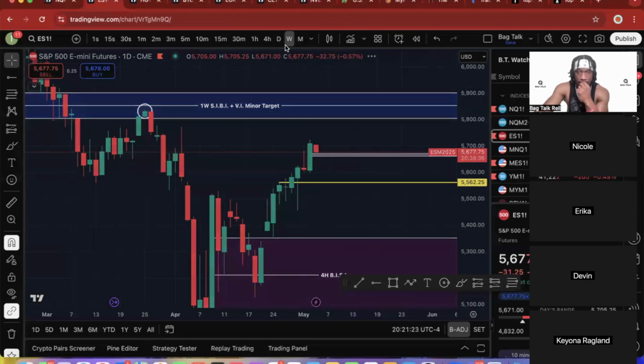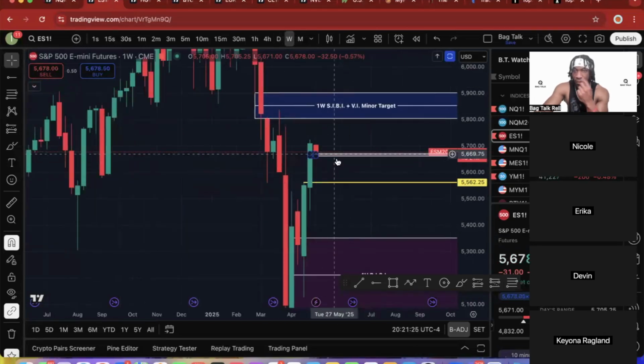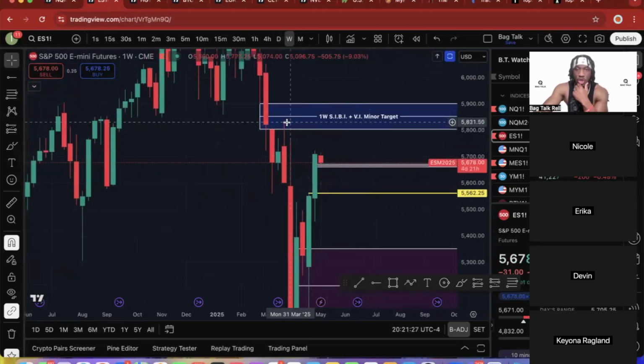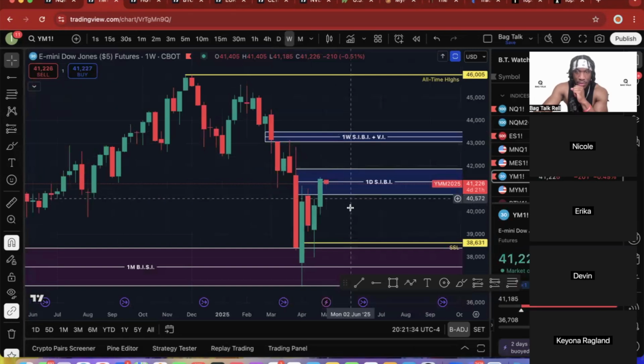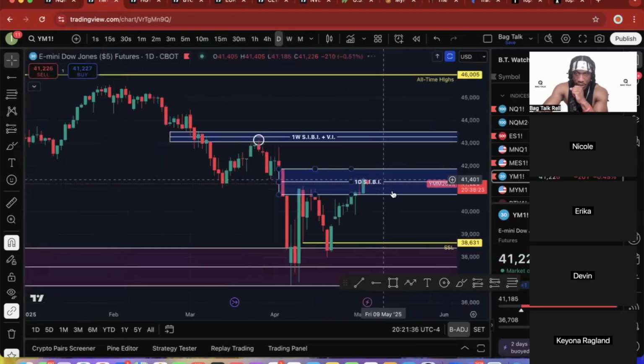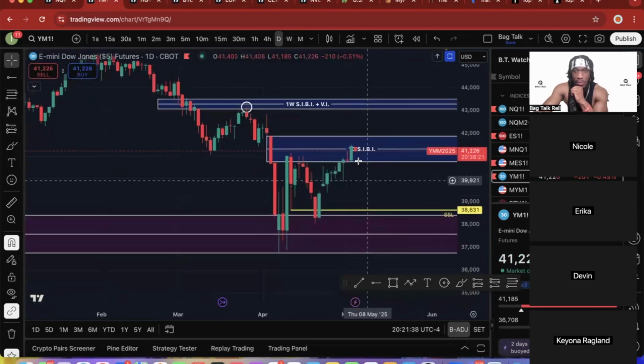All right. If we bounce and we keep going higher, of course, I would target the previous highs and so forth. But that's the area we're watching on ES. YM, which is the Dow Jones. Important area we've always been watching here on the Dow is this daily SIBI.